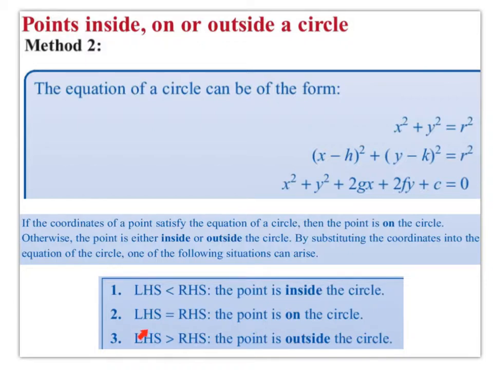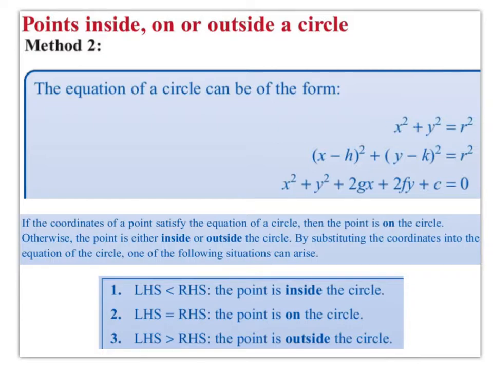And by LHS, left-hand side, we mean the left-hand side of the equal sign. And by RHS, right-hand side, we mean the right-hand side of the equal sign. So your circle is going to be in one of these formats. You take the point in question, you swap the x value for the x's, you swap the y value for the y's, and then you simplify.